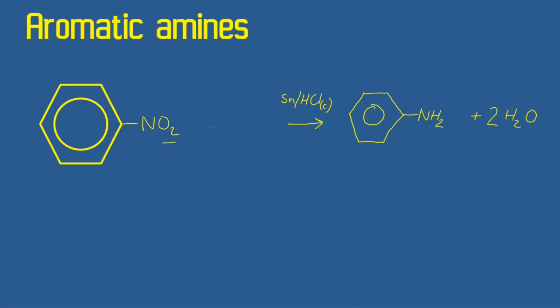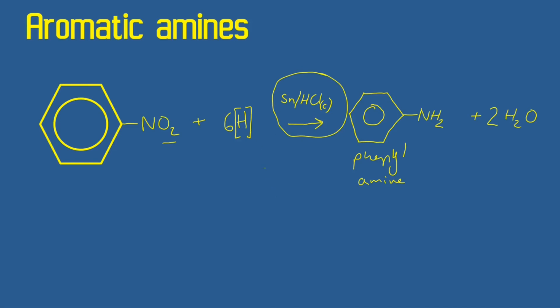So I can just show that, a bit like before, like that. So here I'm reducing my aromatic nitro group, to form my aromatic amine, my phenylamine. And the key thing is your tin and your hydrochloric acid are your reagents here. So your tin is just a catalyst, hydrochloric acid is the reagent.